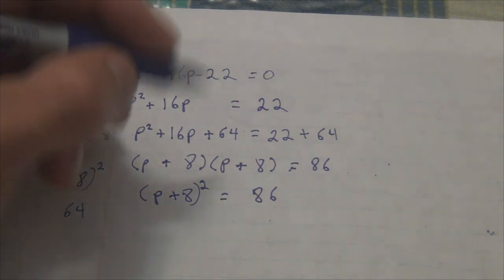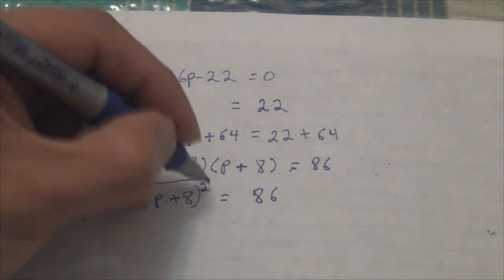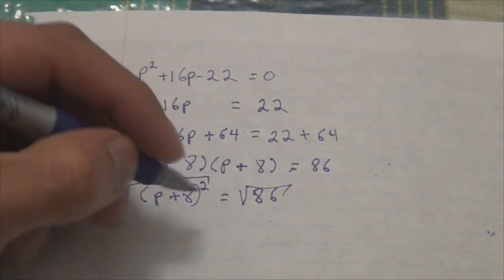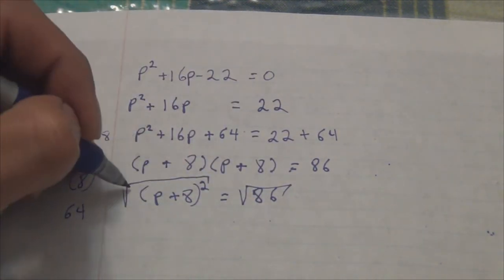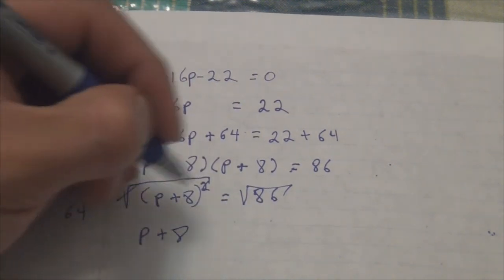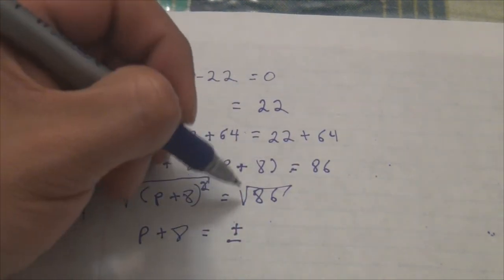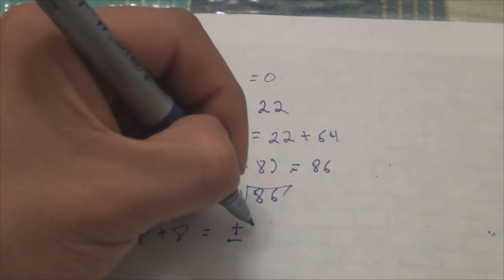Anyways, the next step is to take the square root of both sides. So I'm going to take the square root on both sides. You know what the square root does? It cancels the squaring. So that leaves you with p plus 8 equaling plus or minus. Remember, the square root has to be plus or minus.